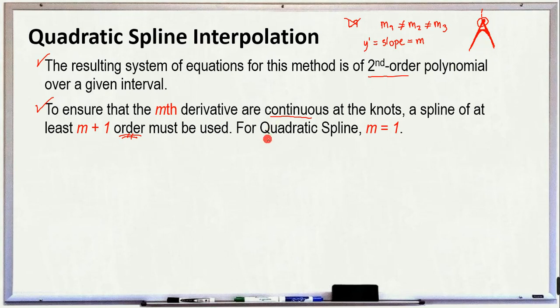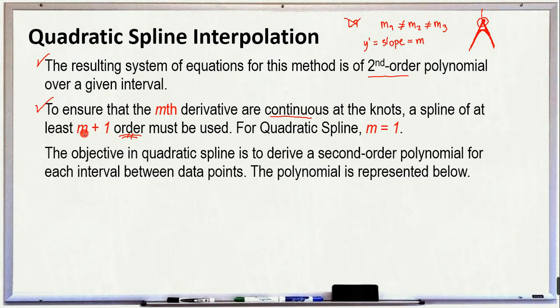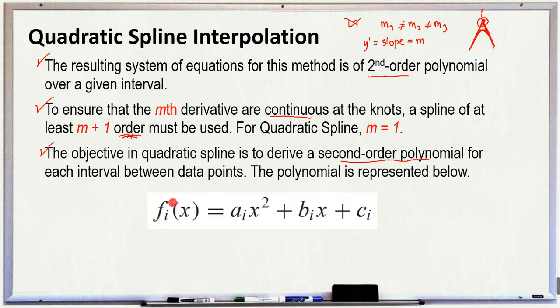So for quadratic spline, m is equals to 1. So ang order ani, when m is equals to 1, is 1 plus 1 is 2. Sakto, kaya ang order sa quadratic, 2, or second degree. Okay. So next, the objective in quadratic spline is to derive a second order polynomial for each interval. So di na linear nga first order lang. Okay? So the polynomial is represented below.